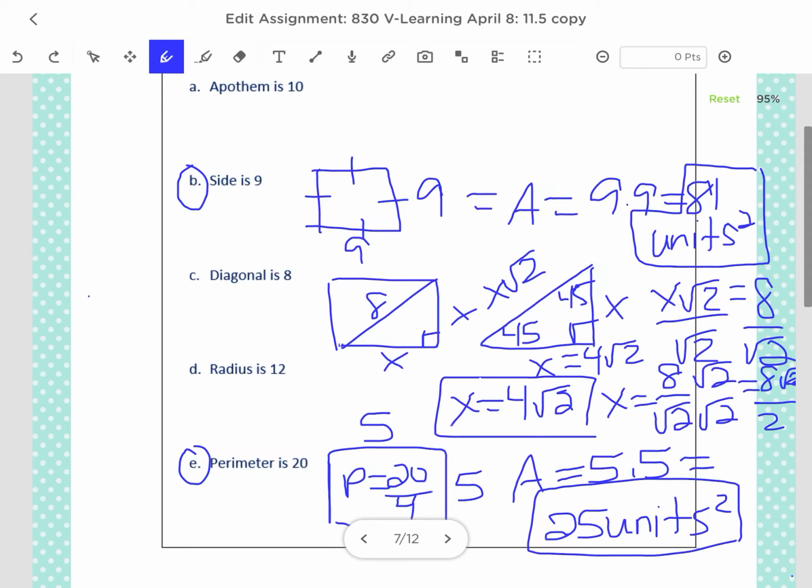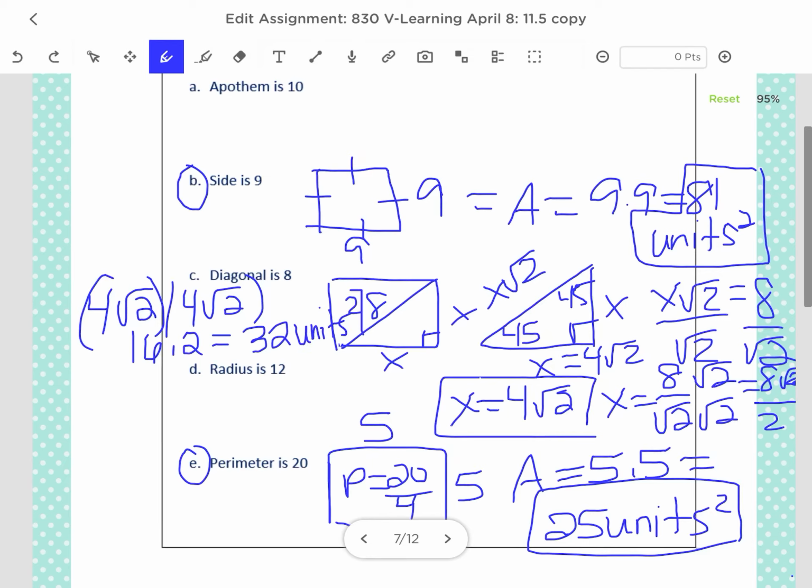So to find the area, I'm going to do 4 root 2 times 4 root 2, which is going to be 16 times 2, which ends up being 32, and again, square units.